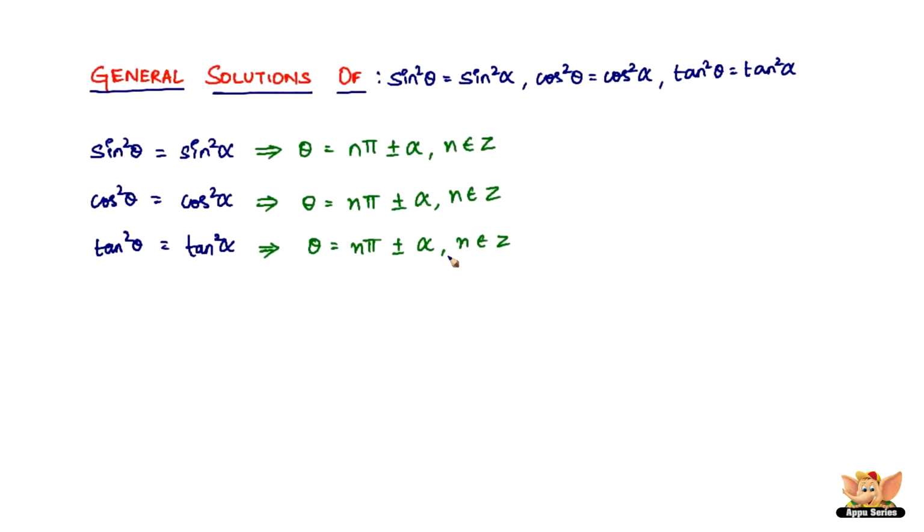Alright, so it's only going to become so much easier for you to solve problems based on these because you don't have to remember a lot of things. You just have to remember one thing, that is the general solution for the squared thing is going to be theta equals n pi plus or minus alpha, where n is an integer.